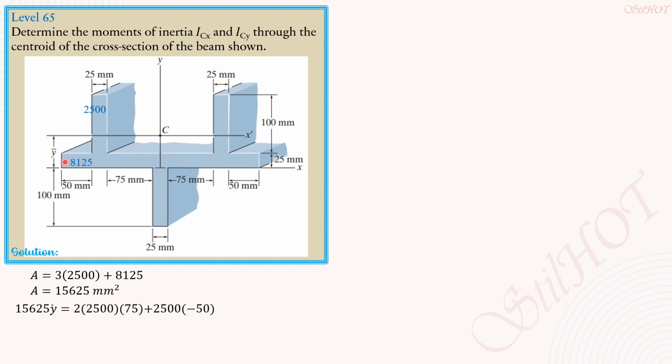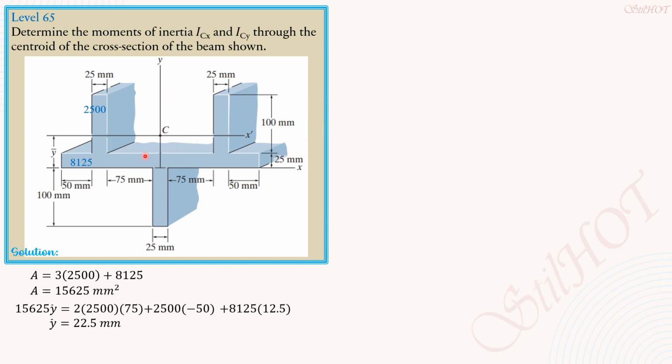Then for this rectangle, plus 8125 times the distance from the x-axis, which is half of 25, so 12.5. So plus 8125 times 12.5. Solving, barred y is equal to 22.5 mm. Again, barred x is just 0.